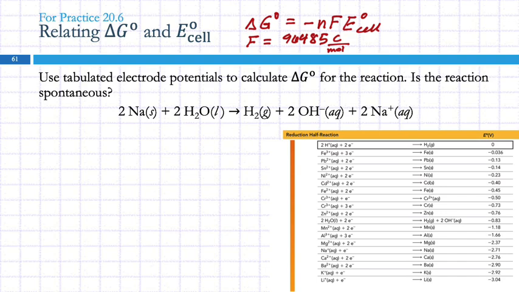So what we want to do is this is our balanced redox reaction. We need to pull it apart and see what are the two half reactions in here. So we only have two reactants, so the sodium must be the reactant for one of them, and the H2O is the reactant in the other one. So the sodium is going to become sodium ions. And then the water is going to become H2 and hydroxide.